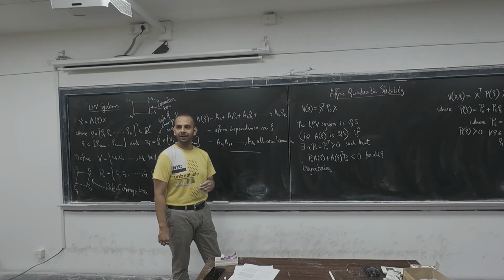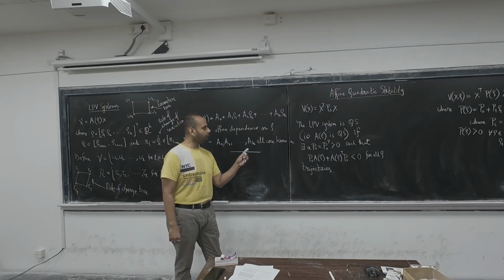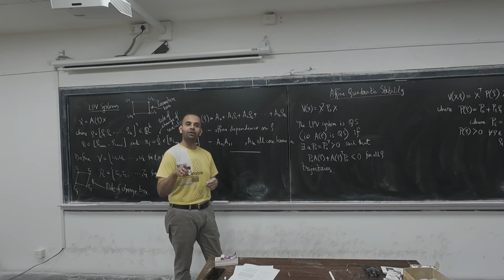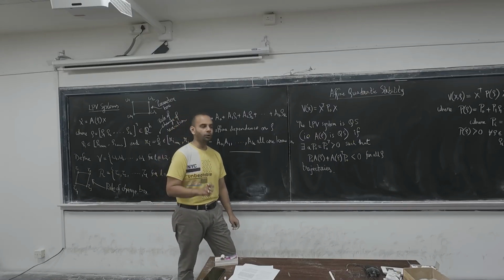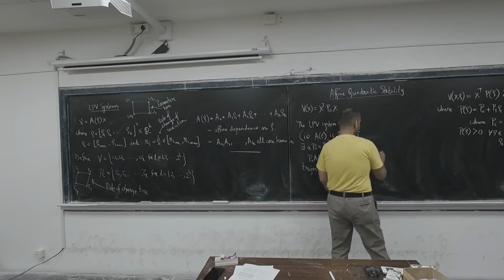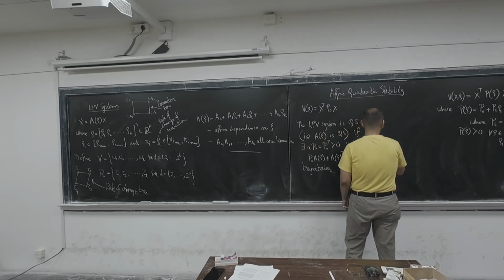So as a whole, the best language is either you write for all admissible rho trajectories, or you write for all rho varying within the defined polytope. That is actually the full term. So here either I can write for all admissible.